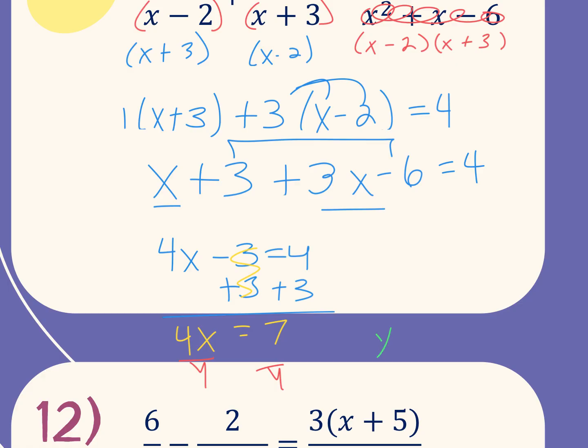So I worked this problem out. I got x equals 7 over 4. What were the two numbers that we said at the beginning we could not use for x? 2 and negative 3. Did I get either of those? No. So then there's your answer. That's it.